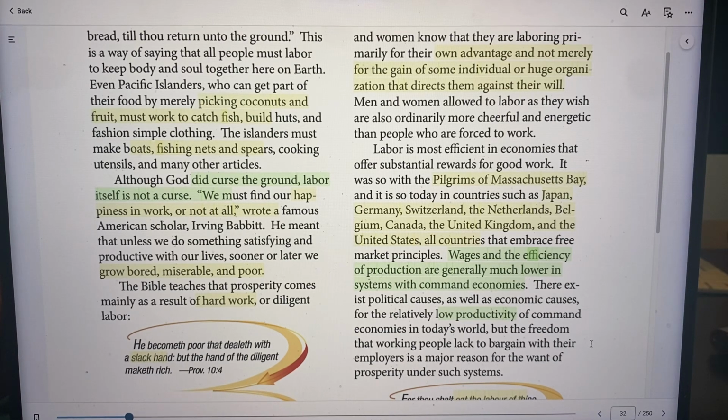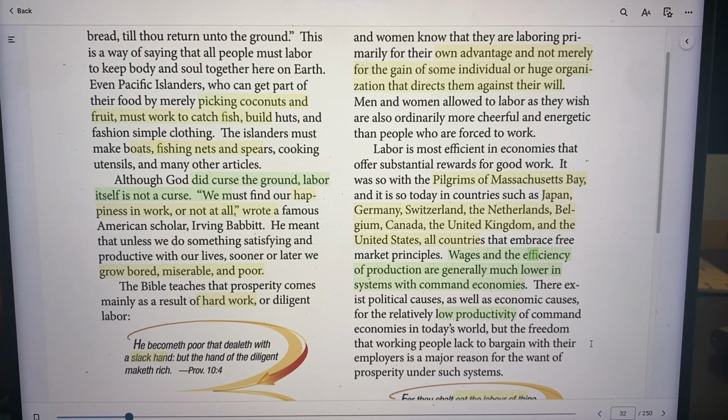Wages and efficiency of production are generally much lower in systems with command economies. Of course, a command economy is where the government is going to control. They're not going to pay you so well, are they? And there's also low productivity in those countries.